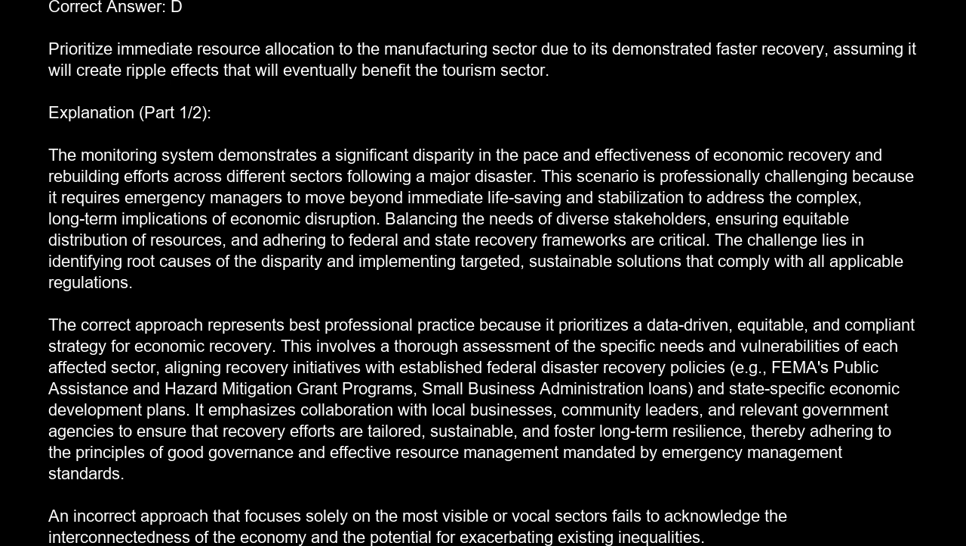This involves a thorough assessment of the specific needs and vulnerabilities of each affected sector, aligning recovery initiatives with established federal disaster recovery policies, e.g., FEMA public assistance and hazard mitigation grant programs, Small Business Administration loans, and state-specific economic development plans. It emphasizes collaboration with local businesses, community leaders, and relevant government agencies to ensure that recovery efforts are tailored, sustainable, and foster long-term resilience, thereby adhering to the principles of good governance and effective resource management mandated by emergency management standards.